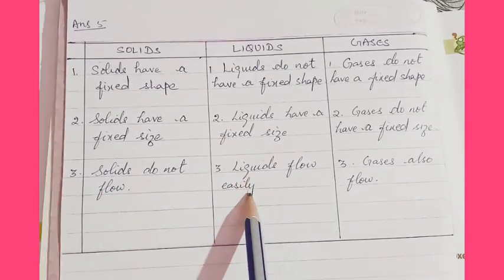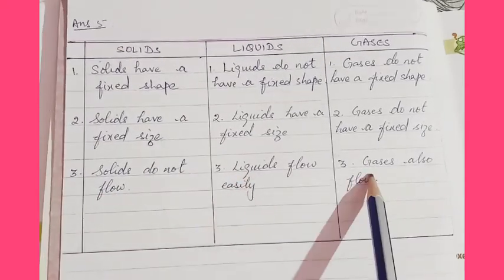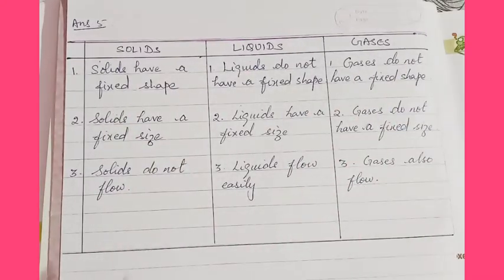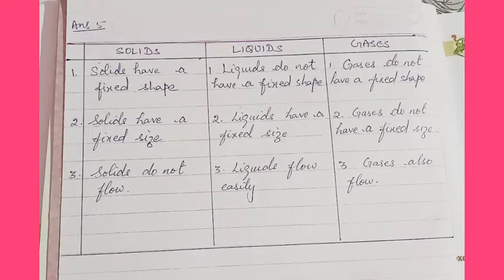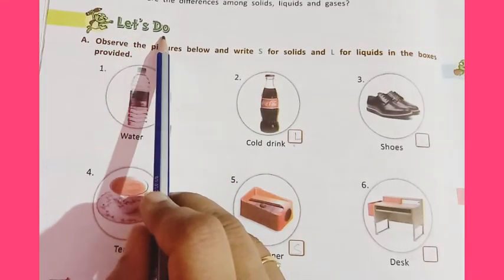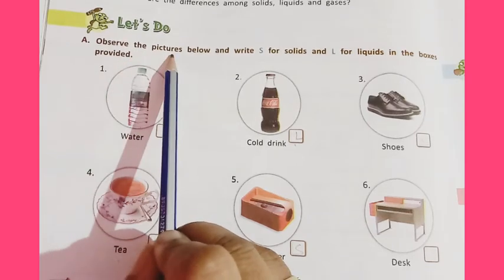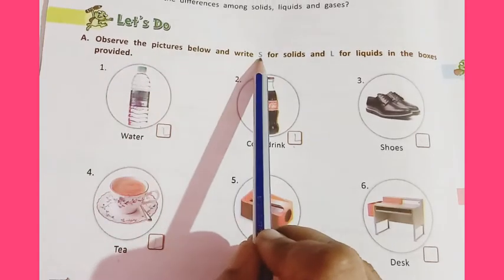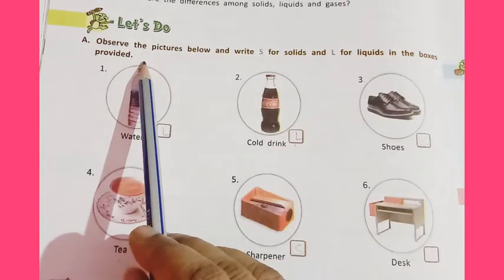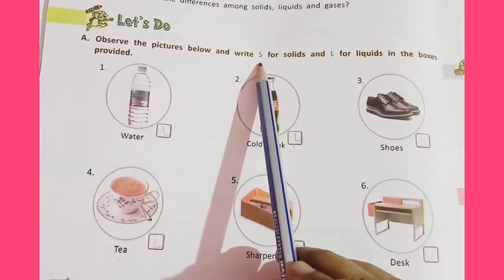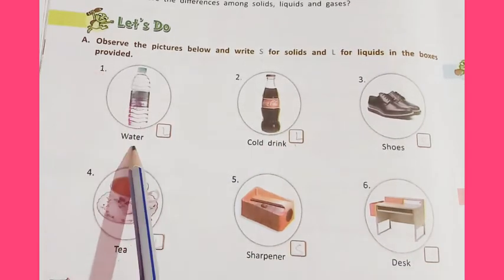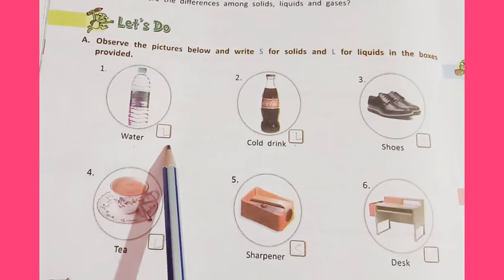Liquids flow easily. Gases also flow. So these are the three differences between solids, liquids and gases. Now let's move ahead. You have to observe the pictures below and write S for solids and L for liquids in the boxes provided. So if it is a solid, you have to write S, and if it is a liquid, we have to write L. So let's look at the first one. It is water. So water is liquid.